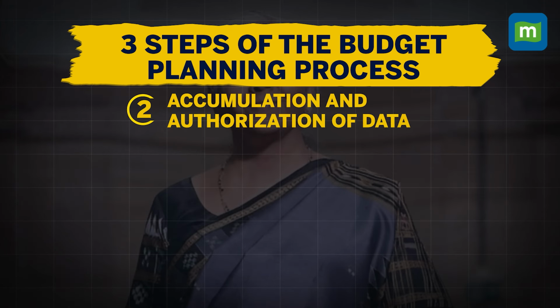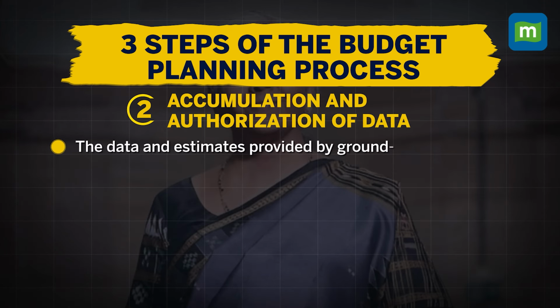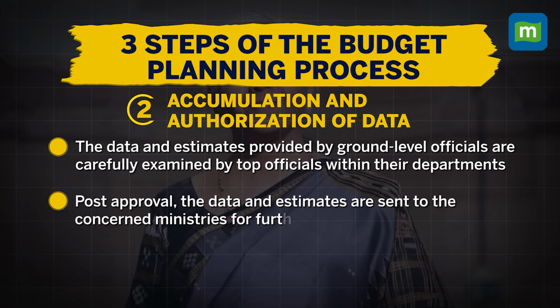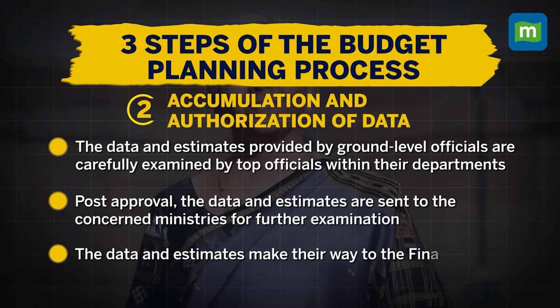Step 2: Accumulation and authorization of data. The data and estimates provided by ground level officials are carefully examined by top officials within their departments. Once approved or revised if necessary, the data and estimates are sent to the concerned ministries for further examination. Finally, the data and estimates make their way to the Finance Ministry, where they are scrutinized and correlated with the current economic state and available resources to determine the feasibility.